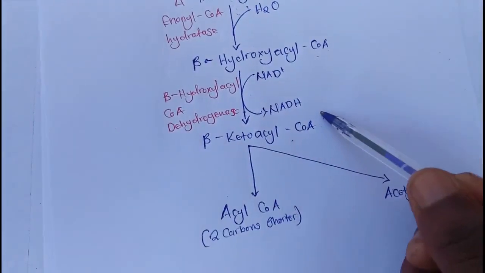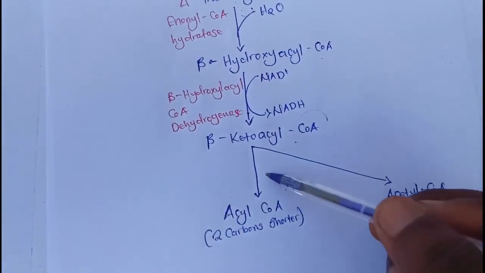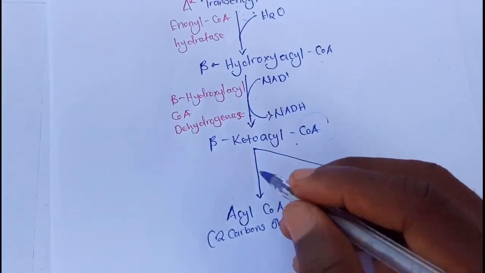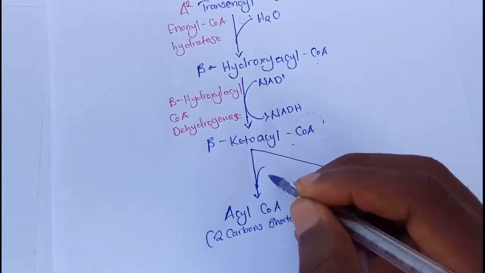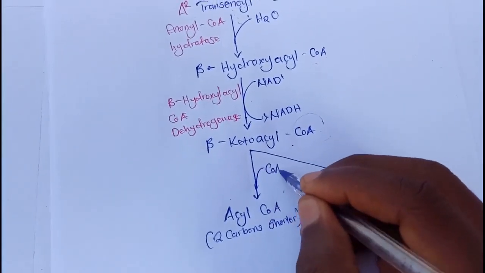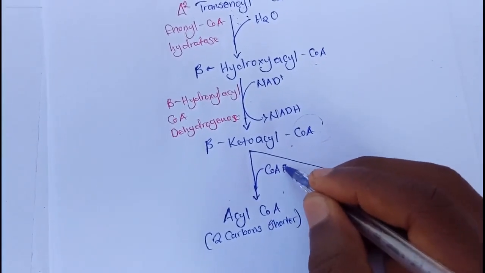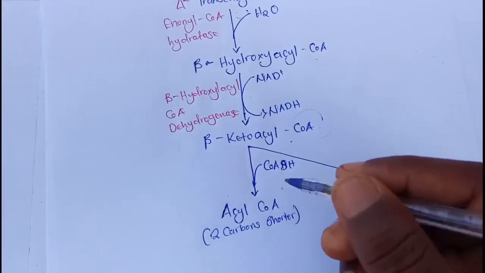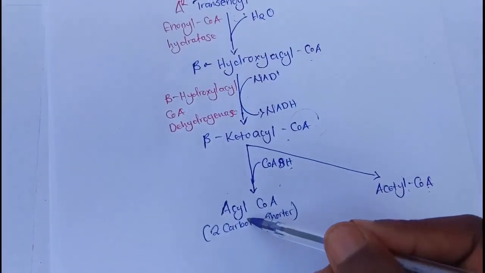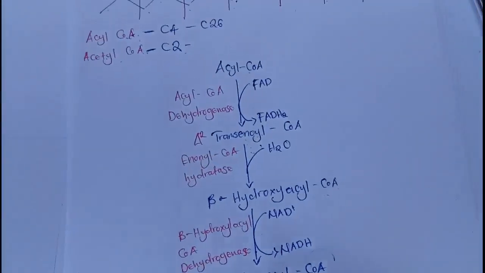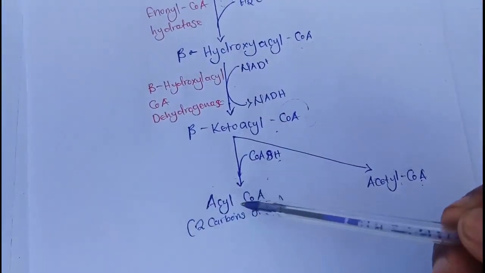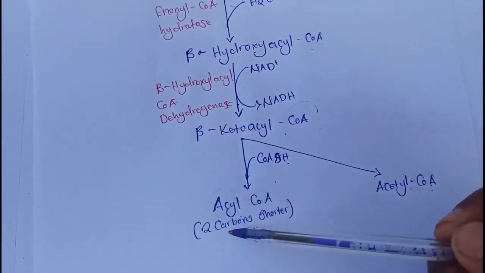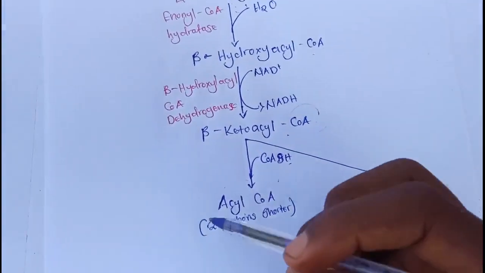And then remember that we have removed a CoA, so we need something that will add a CoA. So we will add a CoA here. When we add a CoA here, what will form is another acyl CoA, back to square one. But this time, this acyl CoA we have formed is 2 carbons shorter. That's a very important thing.